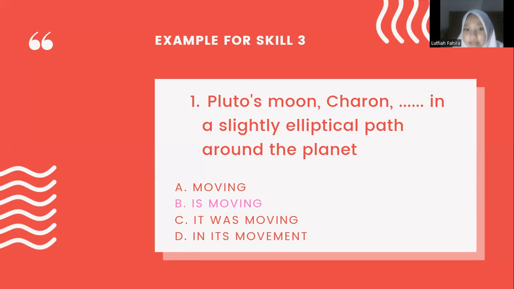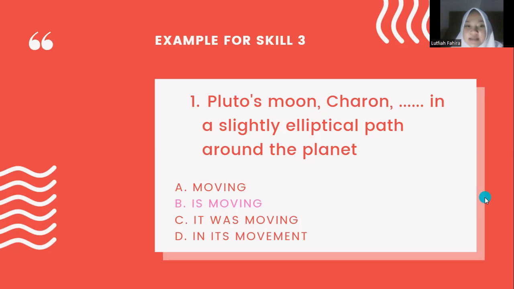The answer is B, is moving, because the sentence already has a subject, namely Charon, but does not have a verb. The best answer is B, is moving, because moving is part of a verb because it is accompanied by to be.